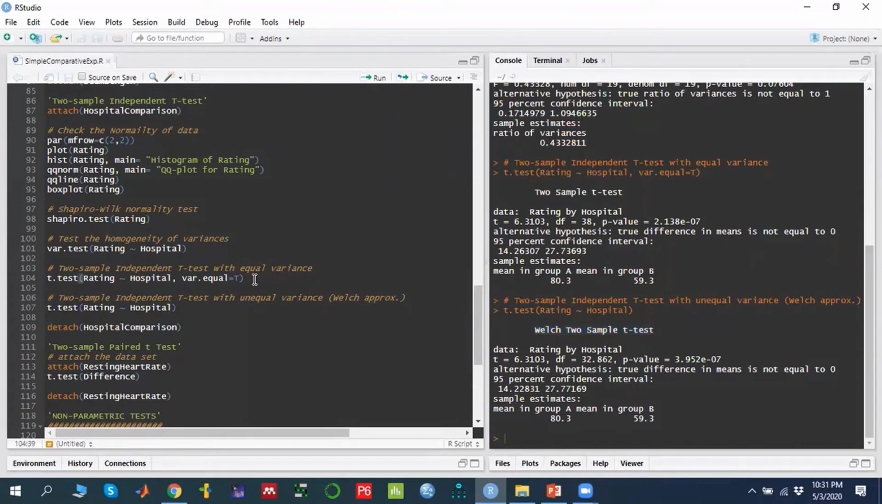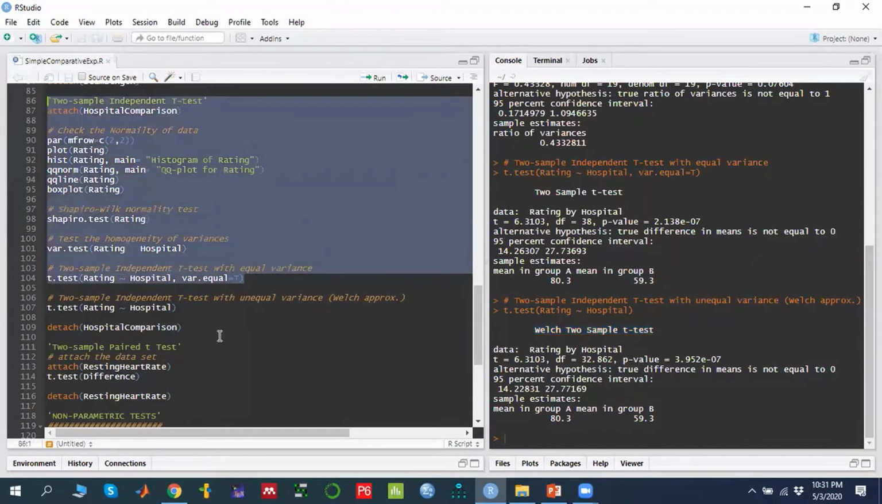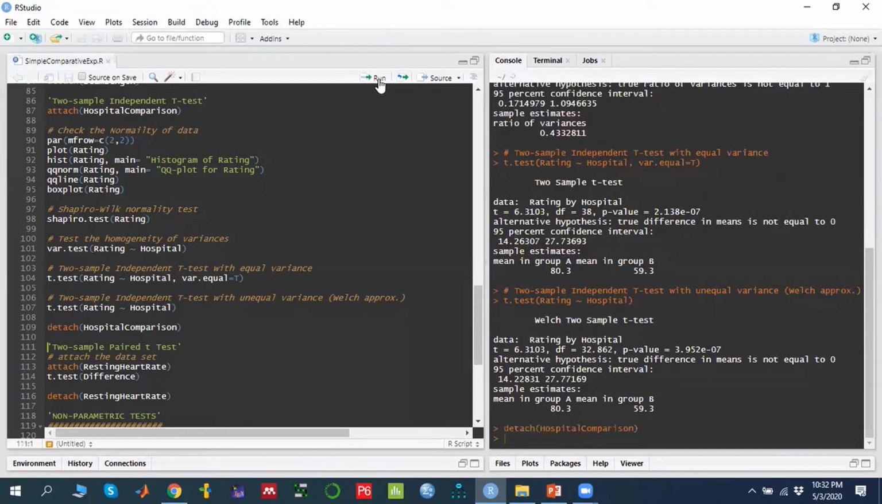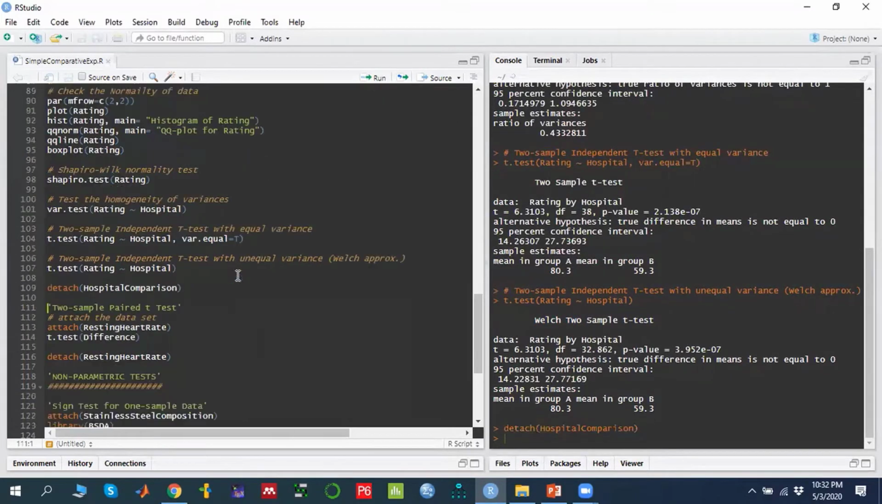By the way, for this particular data set, the data was normal and the variances are equal, so that's why we can apply the two sample independent t-test. But if the data was normal and variances are unequal, then we can apply the Welch approximation, and the way in R to apply it is this one. Just skip this command. Now I am detaching this data set because I don't want to use it anymore. So I have detached it.